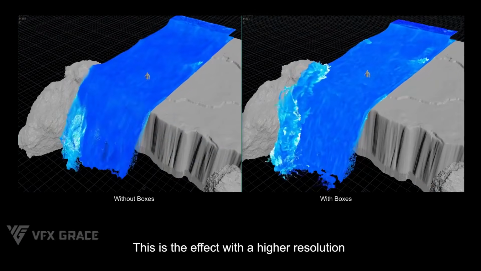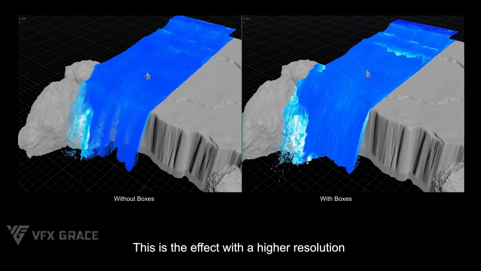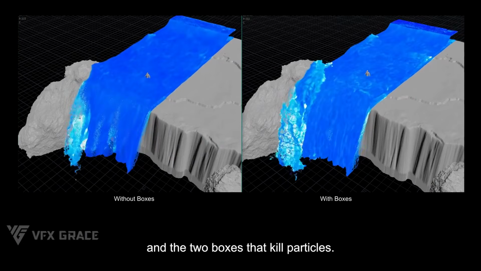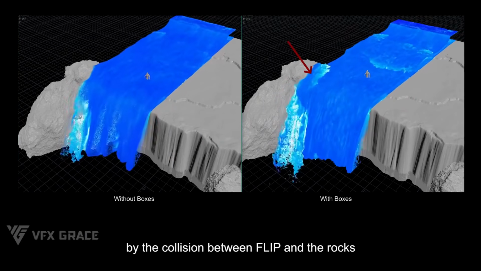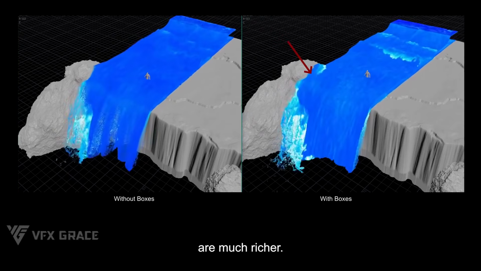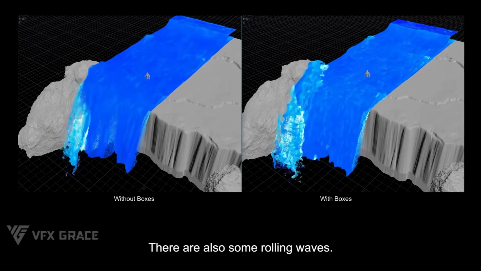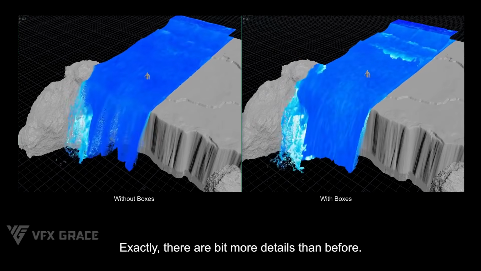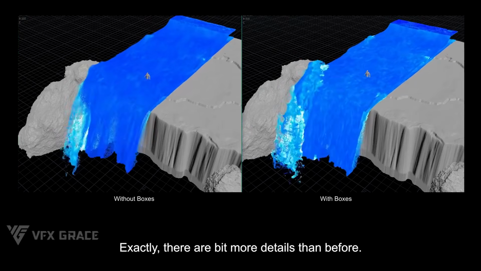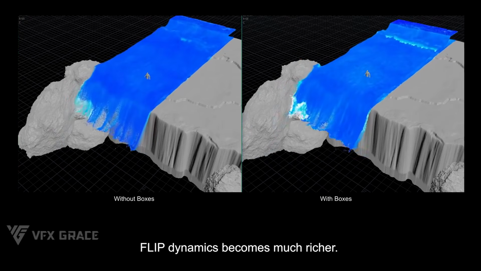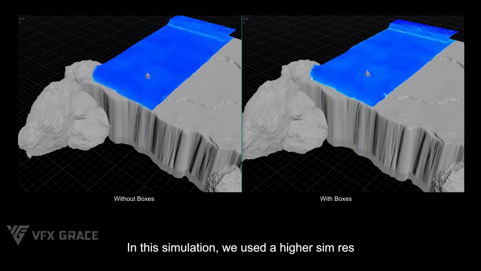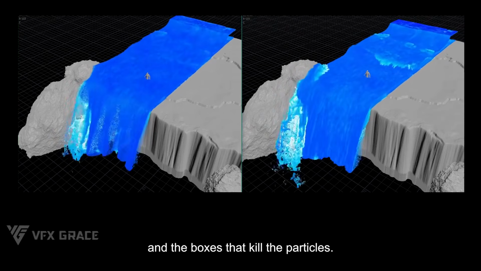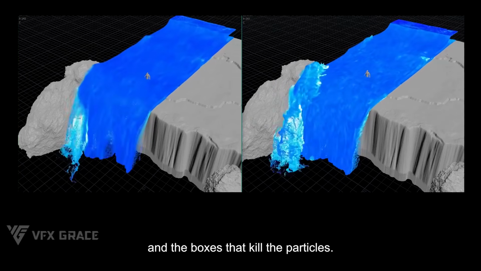This is the effect with a higher resolution and the two boxes that kill particles. Obviously, the details generated by the collision between flip and the rocks are much richer. There are also some rolling waves. Exactly, there are a bit more details than before. Flip dynamics becomes much richer. It looks good. In this simulation, we used a higher sim res and the boxes that kill the particles.